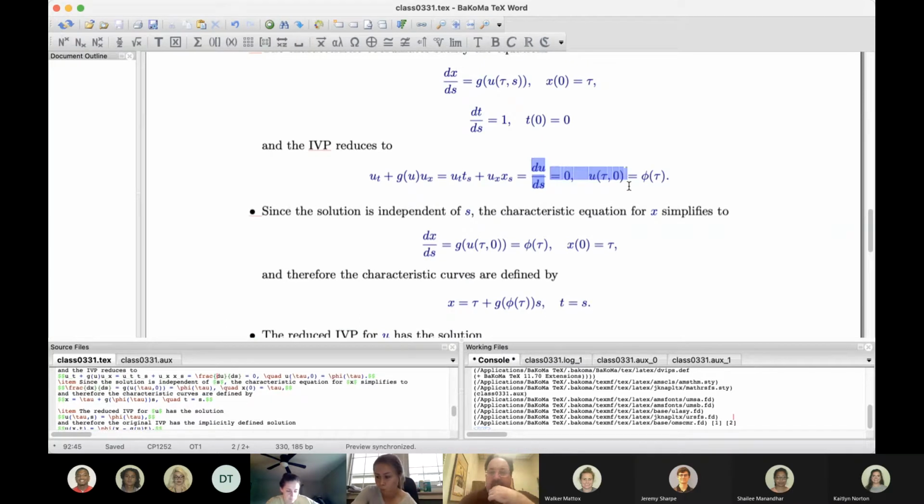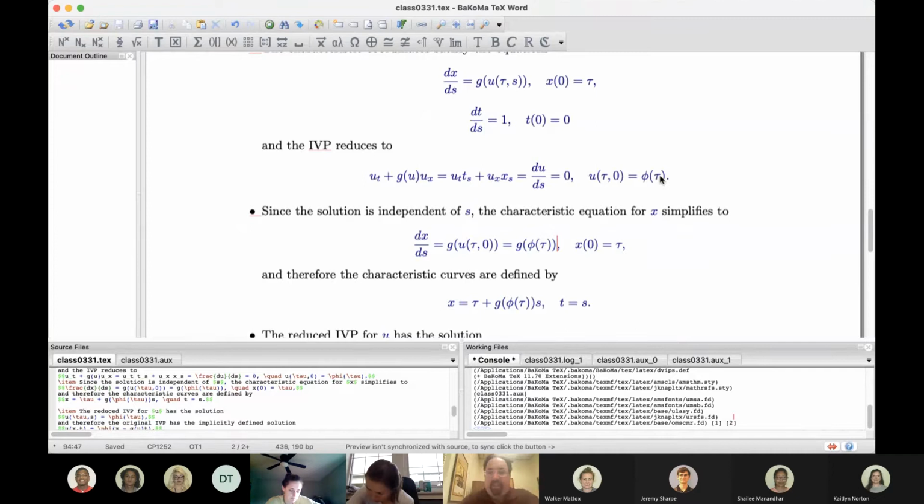So what we have here is since u does not change with respect to s, in terms of s, u is just a constant, this constant. Sorry, I just realized that I have a typo here. So u is just equal to 5 tau.